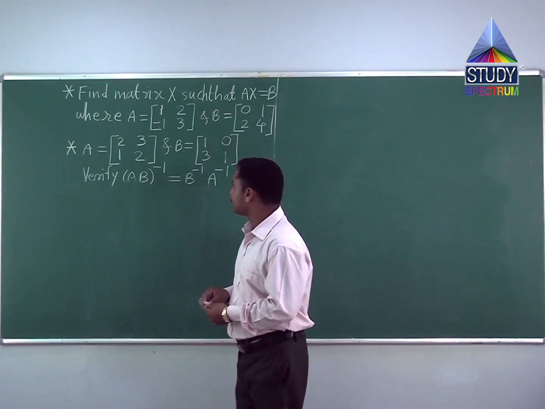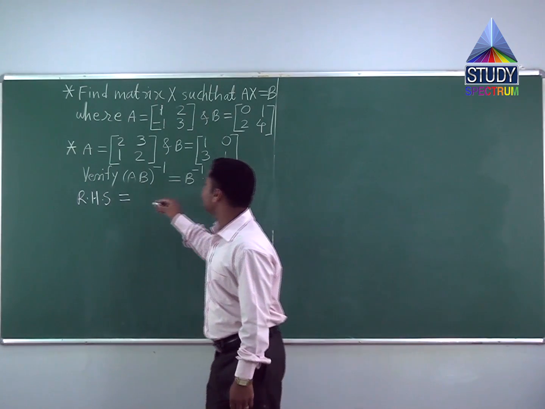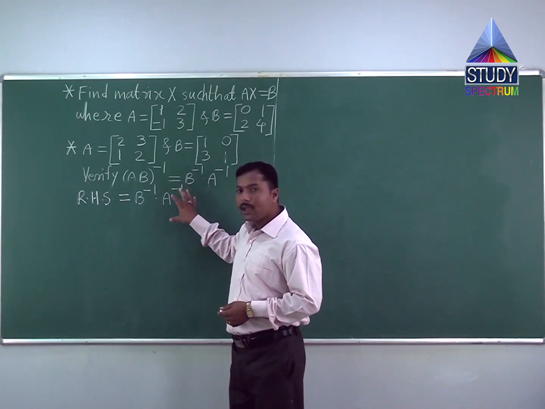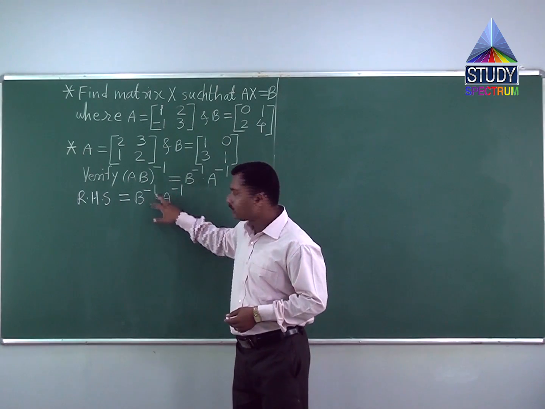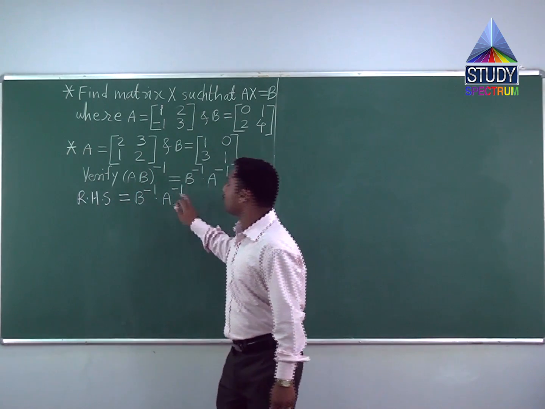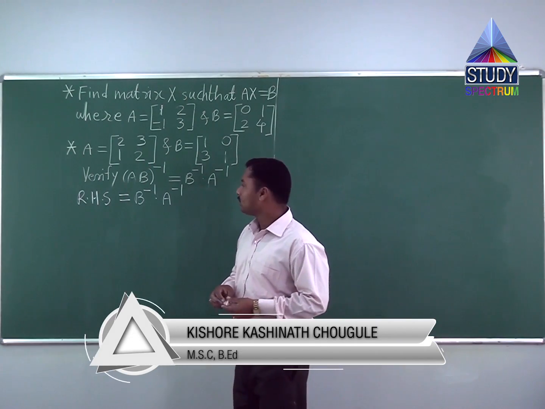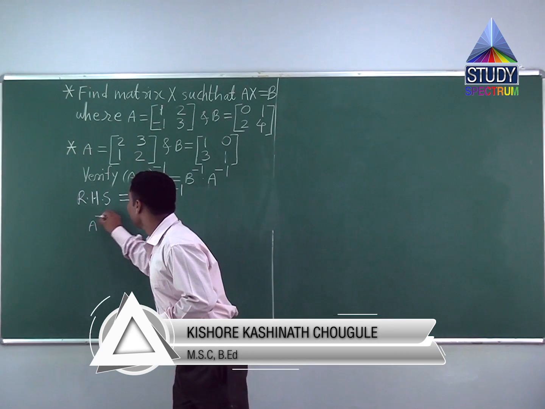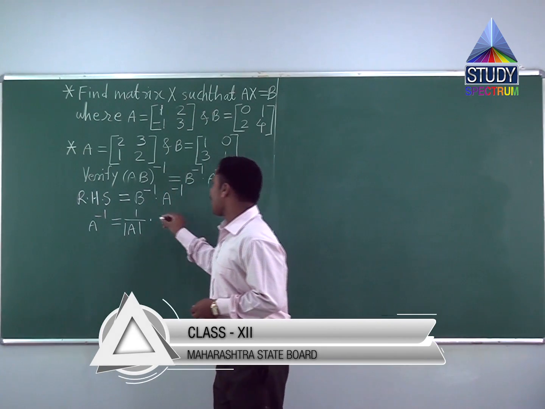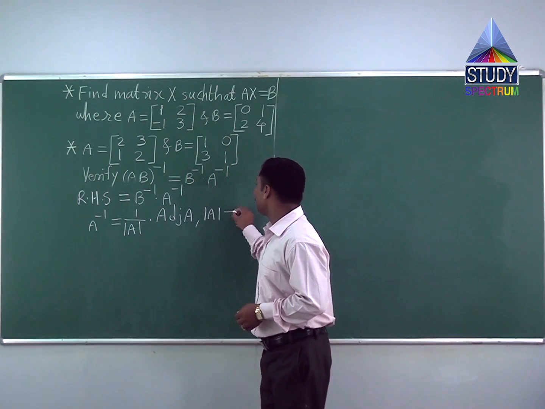In this manner we also find the RHS. So RHS equals B inverse into A inverse. Firstly we find A inverse and B inverse, and then we take the product of these two inverses with each other. For finding A inverse and B inverse, first we use the adjoint method. By the adjoint method, the formula is A inverse equals 1 upon determinant A into adjoint of A, and the condition is that determinant A is not equal to 0.